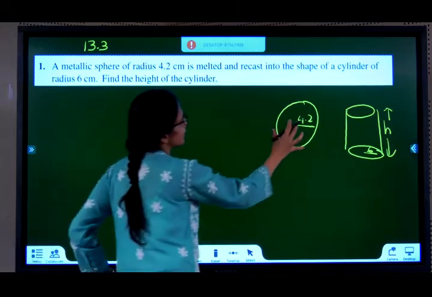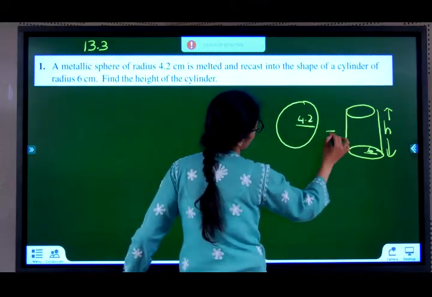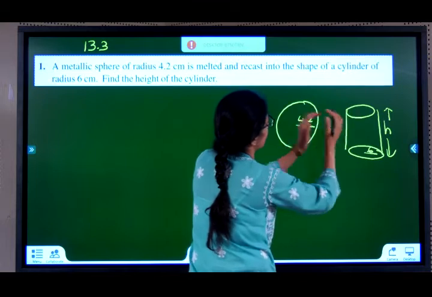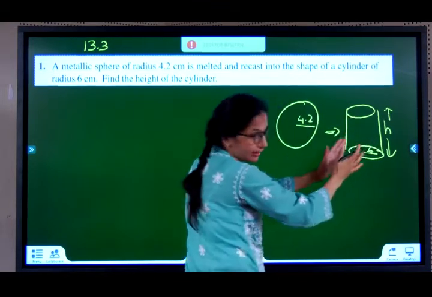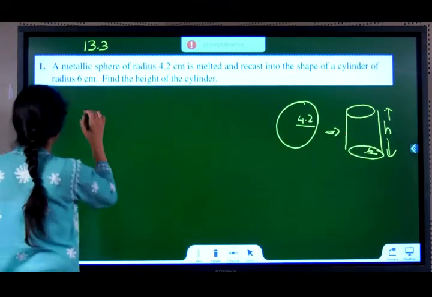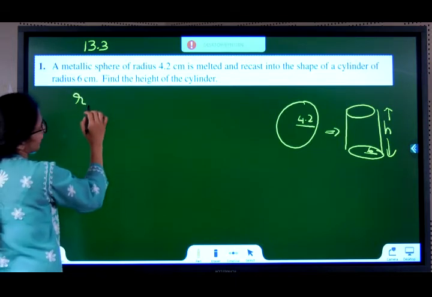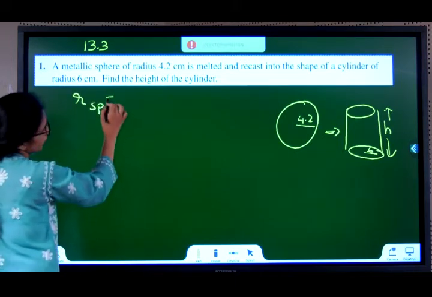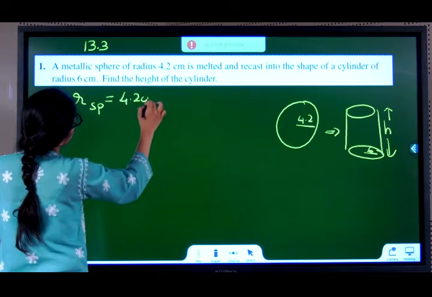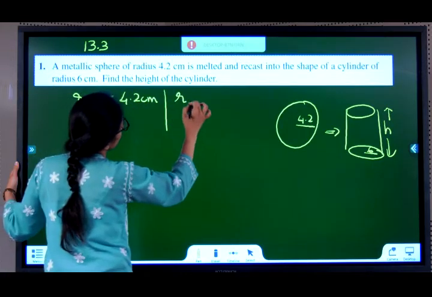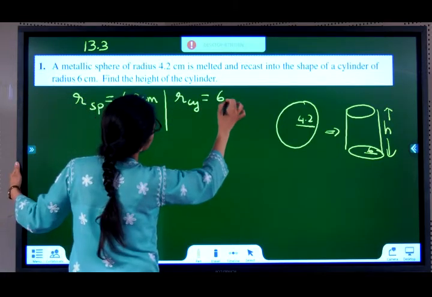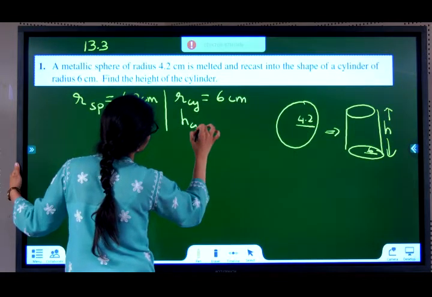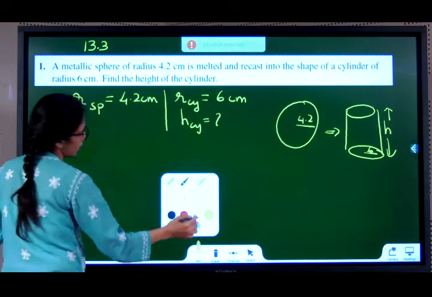Easy. So this is getting formed as this. Think like you're remolding this, like a clay, taking the sphere and making a cylinder. Volumes are equal. So radius of sphere is 4.2 centimeters, radius of cylinder is 6 centimeters. Height of cylinder is what we want.